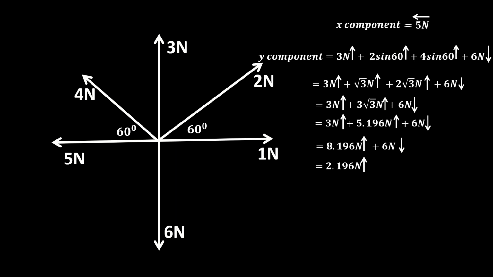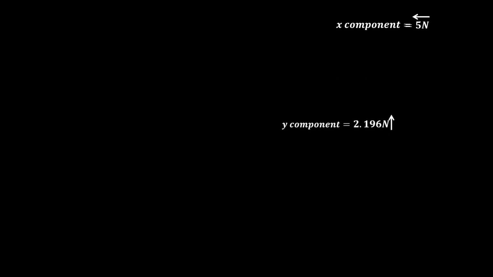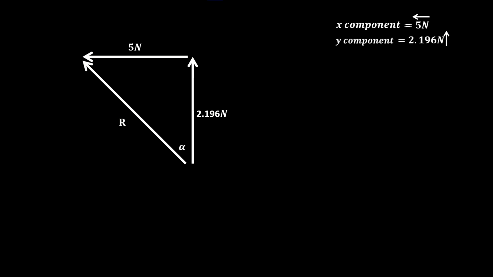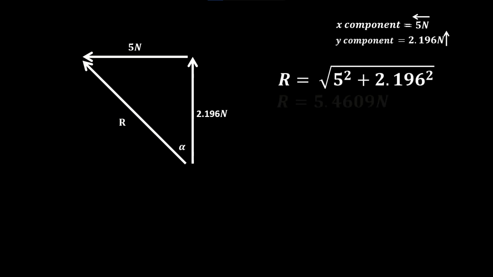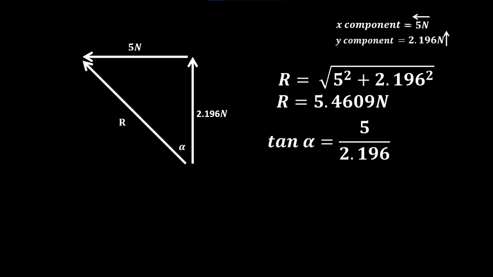So now let's find the resultant of the total system. Let's combine the x and y components. Now we can find r using the Pythagoras theorem. You will get 5.4609 newtons. The angle is tan alpha, which is equal to 5 divided by 2.196. Use the trigonometric tables to find it. So alpha is equal to 66 degrees and 2 minutes.